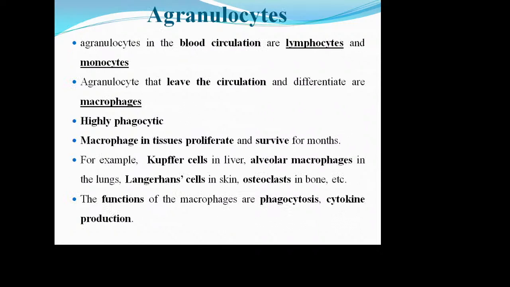Agranulocytes. I remind you that agranulocytes don't have granules. These are lymphocytes and monocytes or macrophages. Agranulocytes in the blood circulation are lymphocytes, lymphatic cells, T and B cells, and monocytes. Monocytes that leave blood circulation and differentiate are called macrophages. So macrophages are present in tissues. Monocytes are present in the bloodstream.